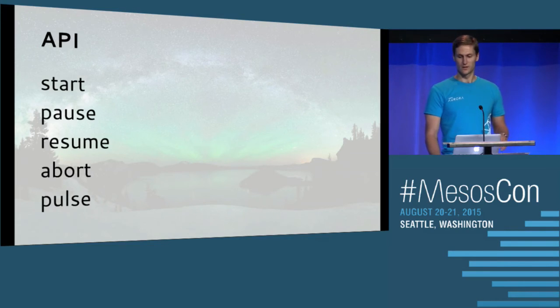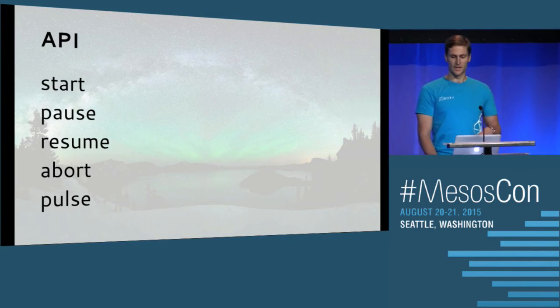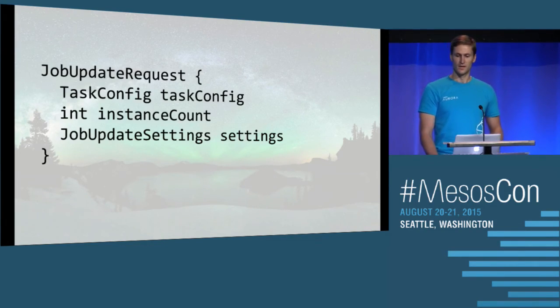So this is the meat of the API that we have today. There's really nothing groundbreaking here. You can start, pause, resume, and abort an update. And the last one there is kind of interesting, which is pulse. I'll get into that in a little bit, what that's for. And the actual requests are pretty straightforward. There's the instruction for what an instance looks like, the number of them to have copies, and then the settings for controlling the update.